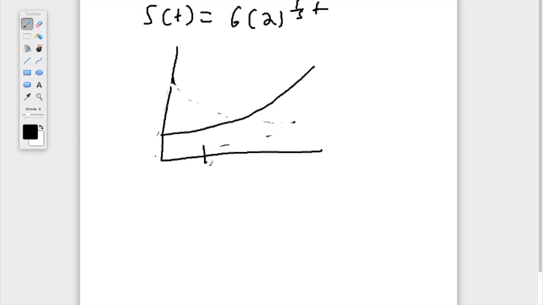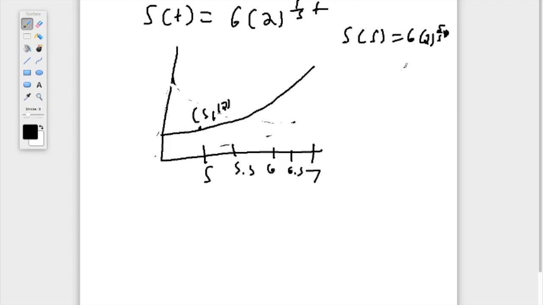So let's have 5 be here and then 7 be here. So this is a zoomed in view of the graph, and then we have our subintervals. So we have 5.5, and then we have 6, and then we have 6.5. So let's plug in points. So s of 5 equals 6 times 2 to the 5 over 5 times t. I mean 5 over 5, my bad. So that's just 12. So we have (5, 12) here.